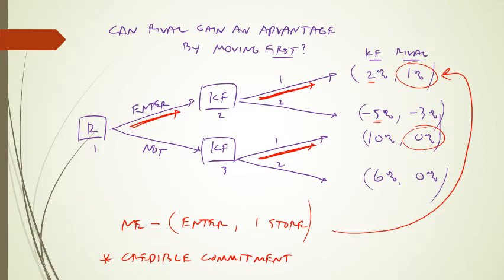We start with King Foods at node 2. Given the rival commits to entering, King Foods decides to build just 1 store because 2 is bigger than -5. If the rival decides not to enter and King Foods is at 3, it still only builds 1 store. 10 is bigger than 6. Now we move back to the rival, and the rival at node 1 will enter because it sees the end profit, 1, bigger than the end profit by not entering, which would be 0. So the Nash equilibrium is enter and then 1 store. We can see the path there taken.